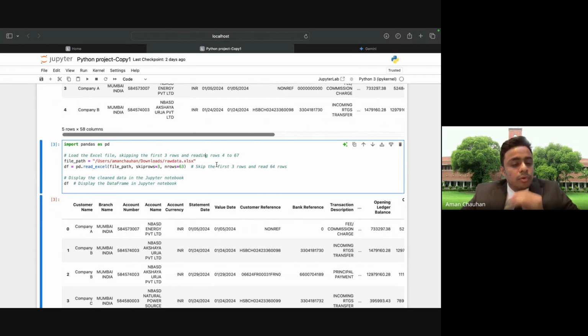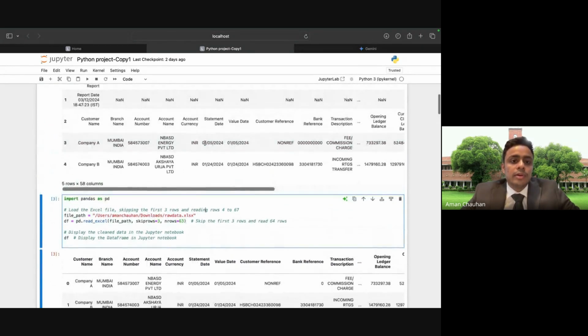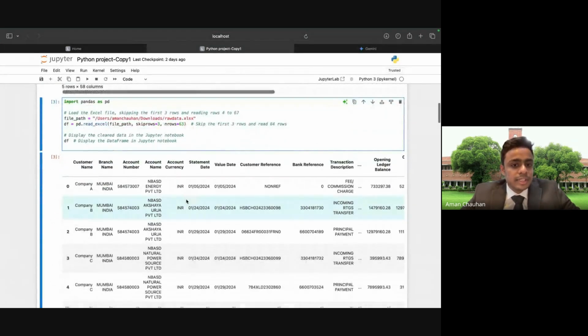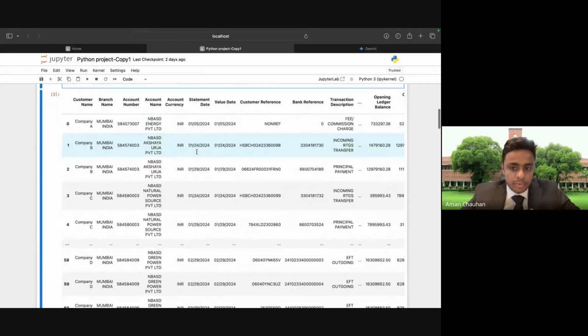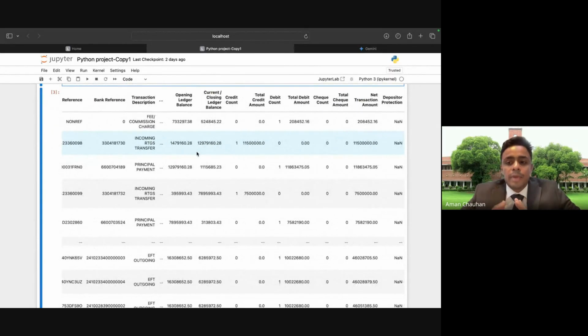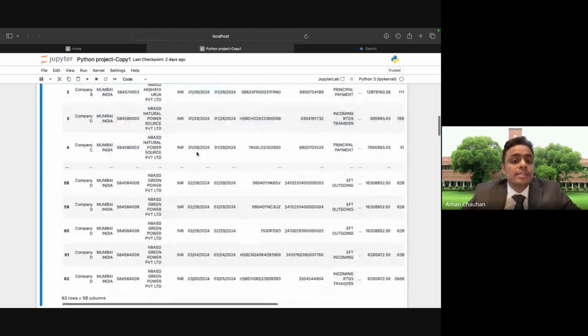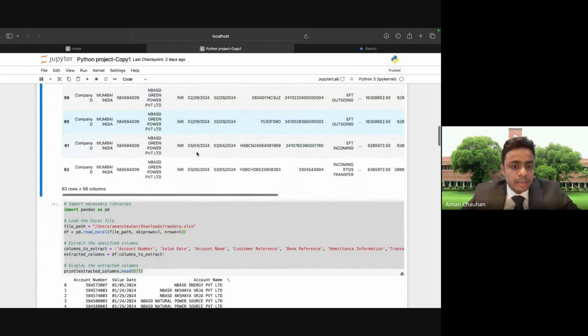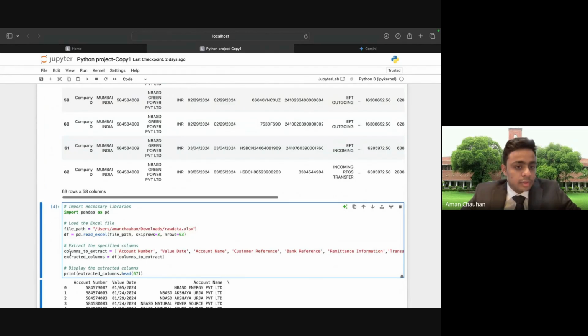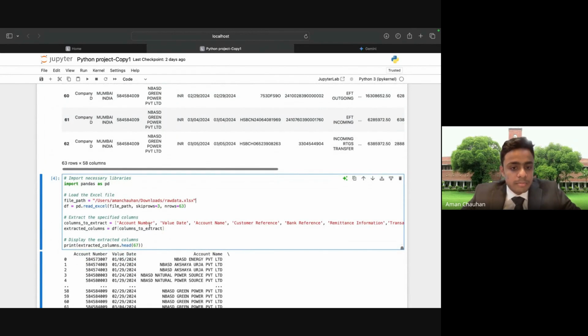It is not the code in isolation at play. So this input was converted into this input, and we had a new code with the file path, skip rows 3, and number of rows 63. And now I have this output, right? Now my data is cleaner, but it is not aligned to my project completely. I was asked to extract columns, specifically account number, value date, account name, customer reference, bank reference, and many more, because we were supposed to work on these columns only.